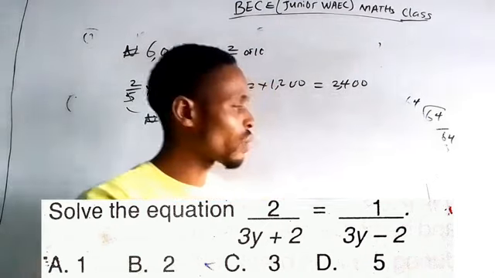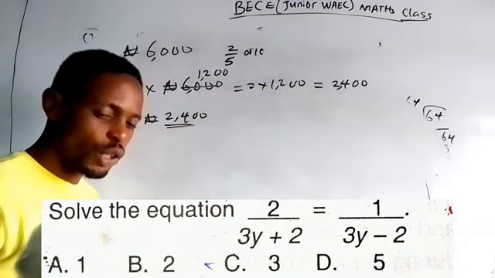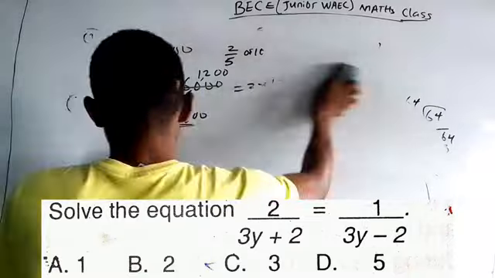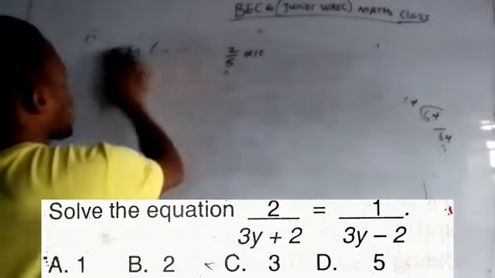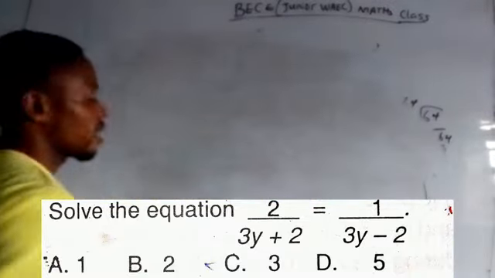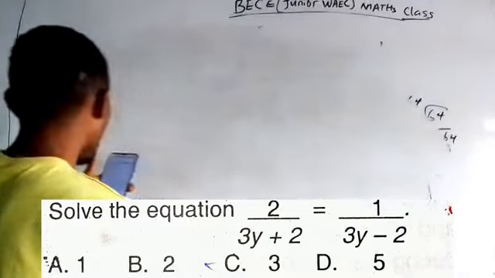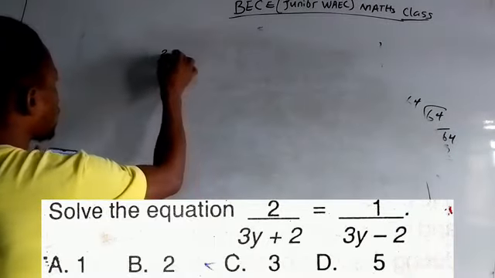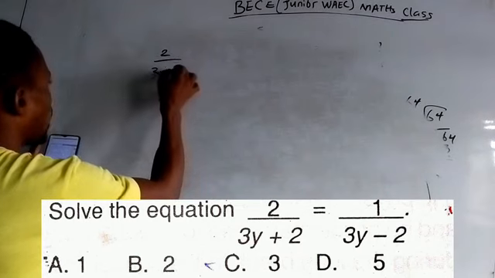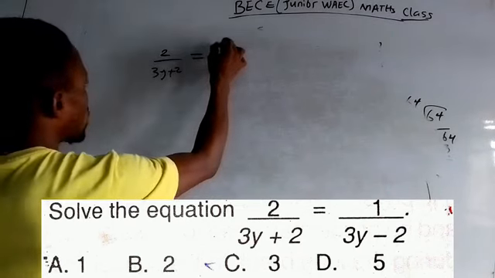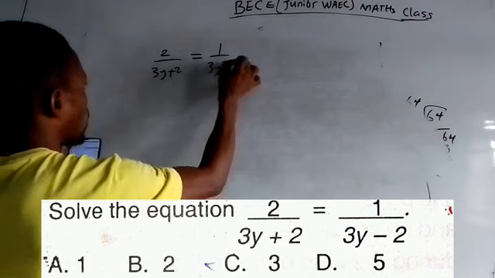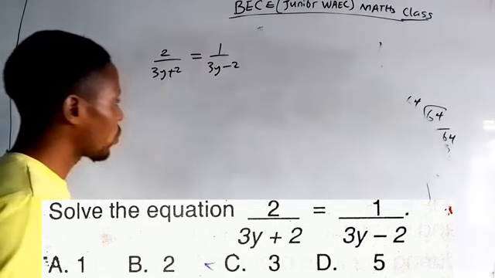So in the last question to solve in this video, we have to solve this equation. We have 2 over 3y plus 2 equal to 1 over 3y minus 2. So we want to solve this equation.